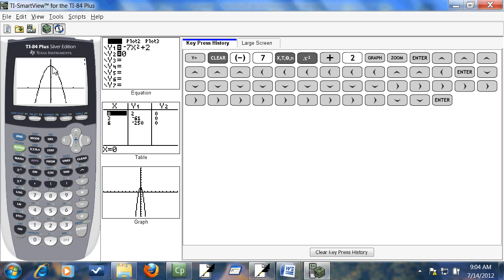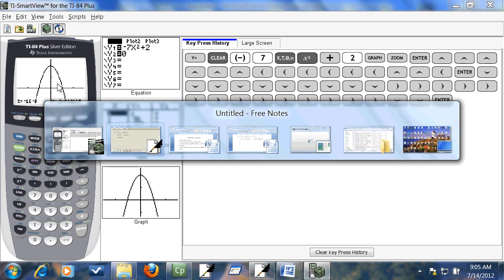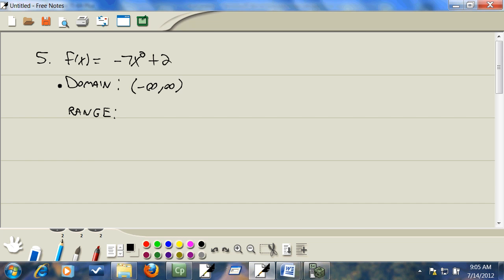Now remember what I said. It shifts up 2 and it's flipped across the x-axis, so flipped upside down. Well, it's no surprise then what the range is going to be. The highest y value is 2. So it's going to go from negative infinity to 2. And there'll be a bracket on 2 because it includes it. Unless you got some kind of condition put on here saying you can't have it equal to 2, it's always going to be a bracket when you're looking at the graph.